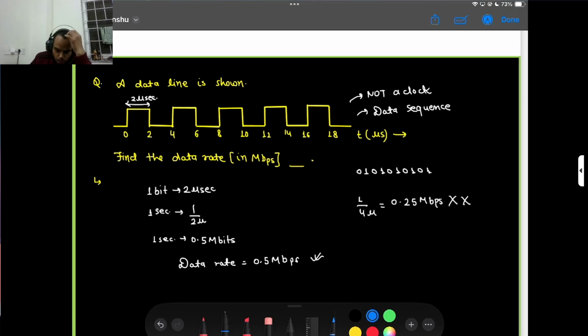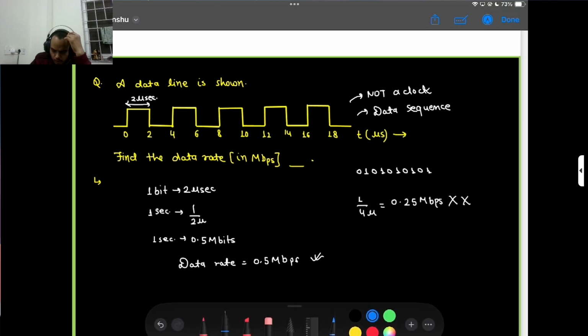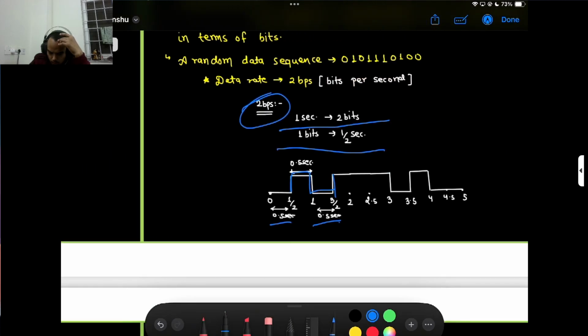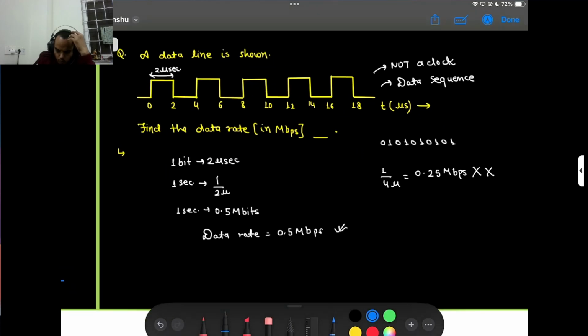A data line is shown with 2 microsecond intervals: 0 to 2, 2 to 4, 6 to 8, and 10, like this. So not a clock, a data sequence. Find the data rate in mbps, that is megabits per second. So the time period of 1 bit is 2 microseconds.